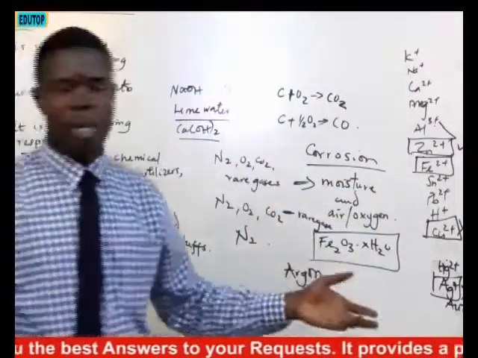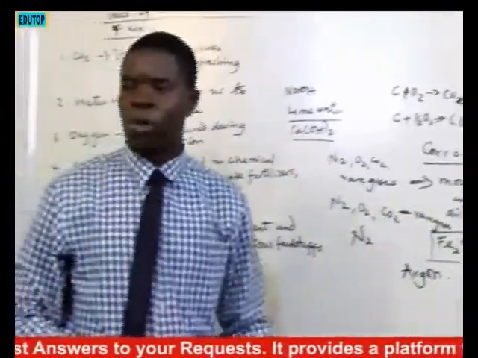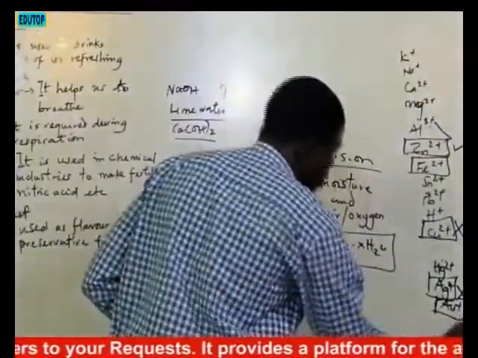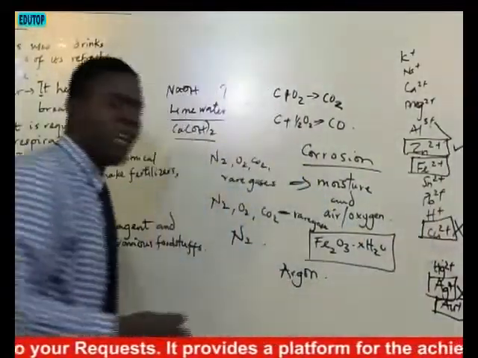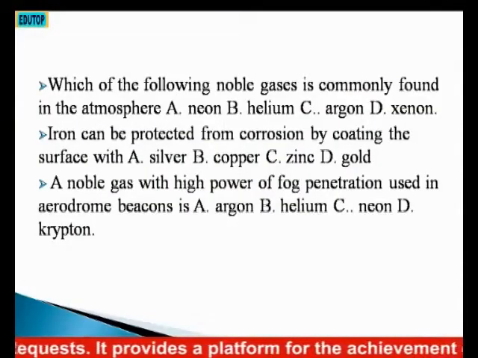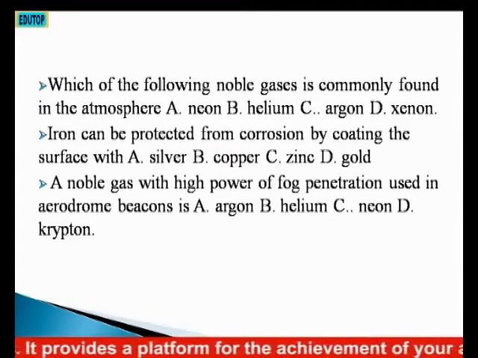From being corroded, or from undergoing what? Corrosion. So zinc is a suitable option. Then gold. Gold is also below it, so it cannot be. So the suitable option there would definitely be zinc. So let's see which option is zinc. That's option C. So option C will be the suitable option for question 7.